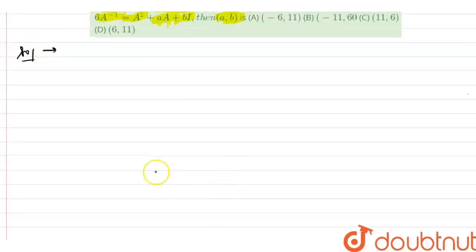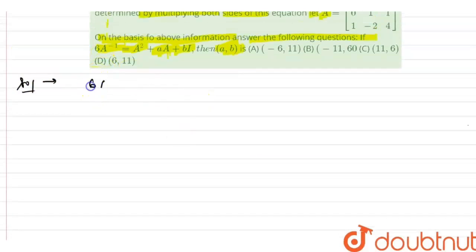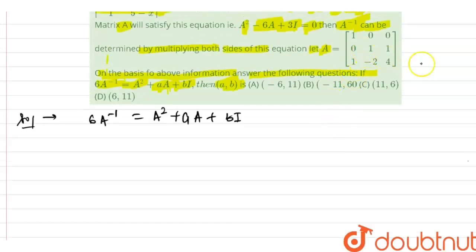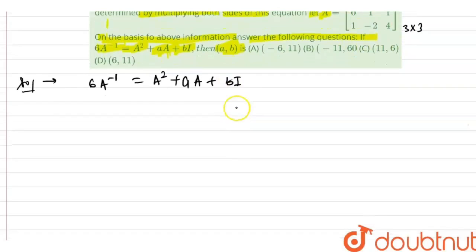So first of all, I'm writing this thing. It is 6A inverse equals A squared plus aA plus bI. Basically, I is the identity matrix of the order of this matrix, and the order of this A matrix is 3 cross 3. That's why my identity matrix will become 3 cross 3.